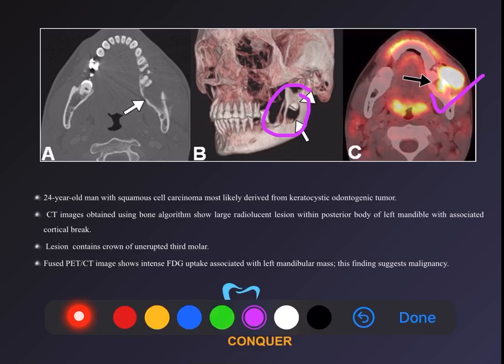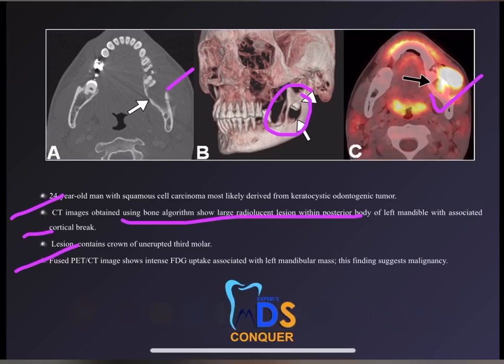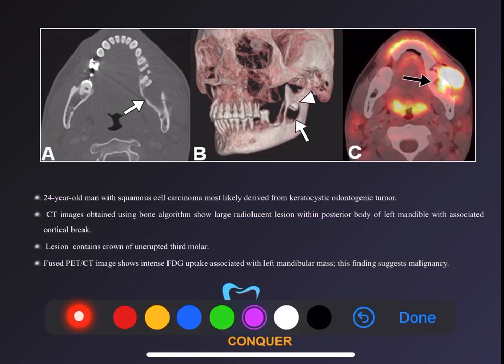If you see here, the CT image shows a large radiolucent lesion in the posterior body of the mandible, and the intact cortical plate has been broken. So these first, second and third findings lead to a diagnosis of squamous cell carcinoma, which could be derived from a keratocystic odontogenic tumor. This is important: how to come to a diagnosis if a CT image is given to you.